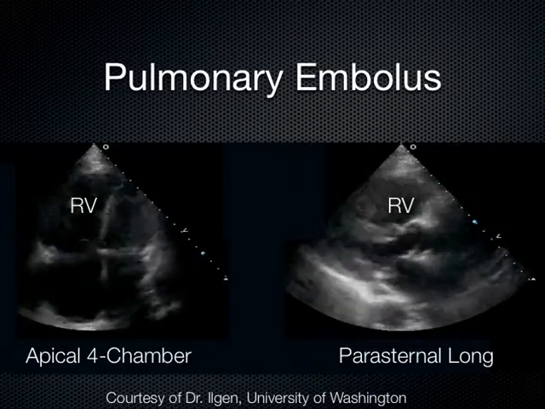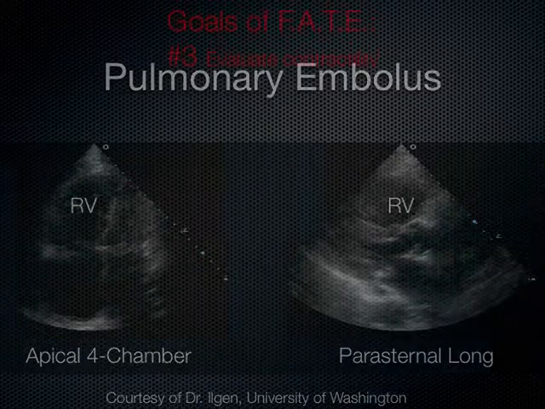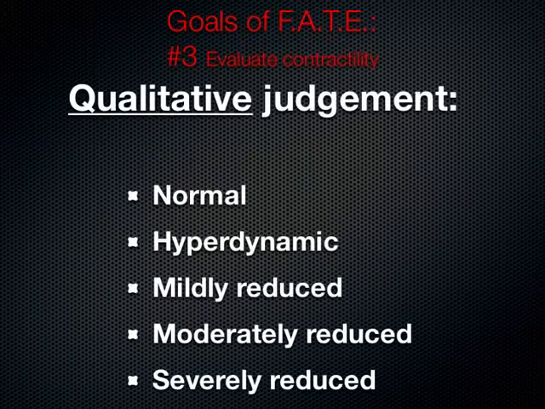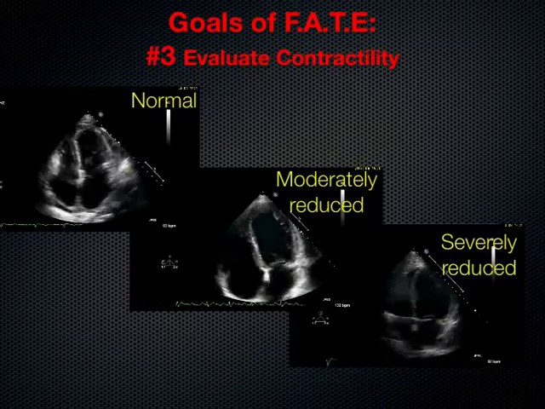Big right ventricles in the case of pulmonary embolism. Now, moving on to the third goal, to evaluate contractility. What we're going to do here is basically do a qualitative, not a quantitative, judgment of the heart, and we can see if it looks normal. Hyperdynamic is when we see a lot of kissing of the walls of the heart. Mildly reduced, moderate, or severely reduced contractility. And just by looking at the heart, we can usually do this without having to measure anything at all.